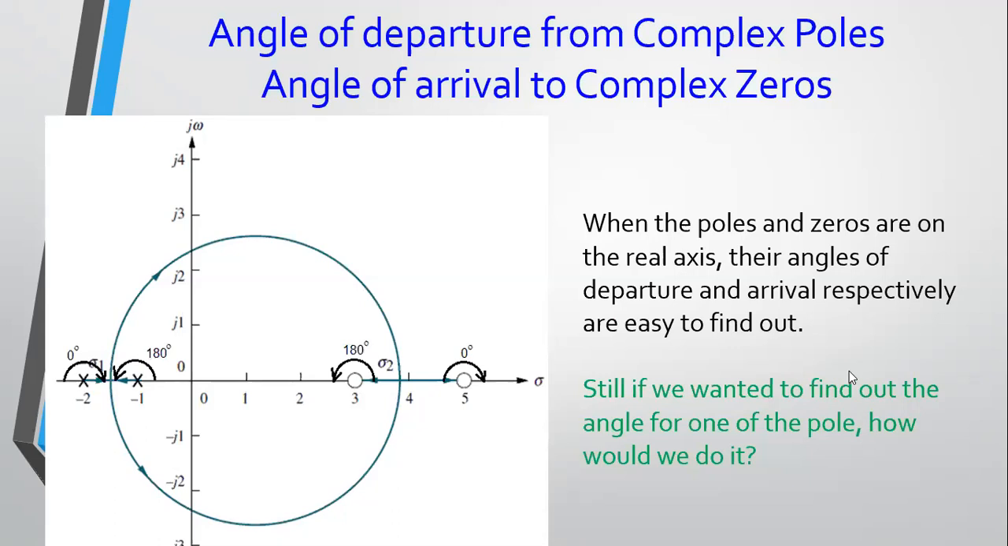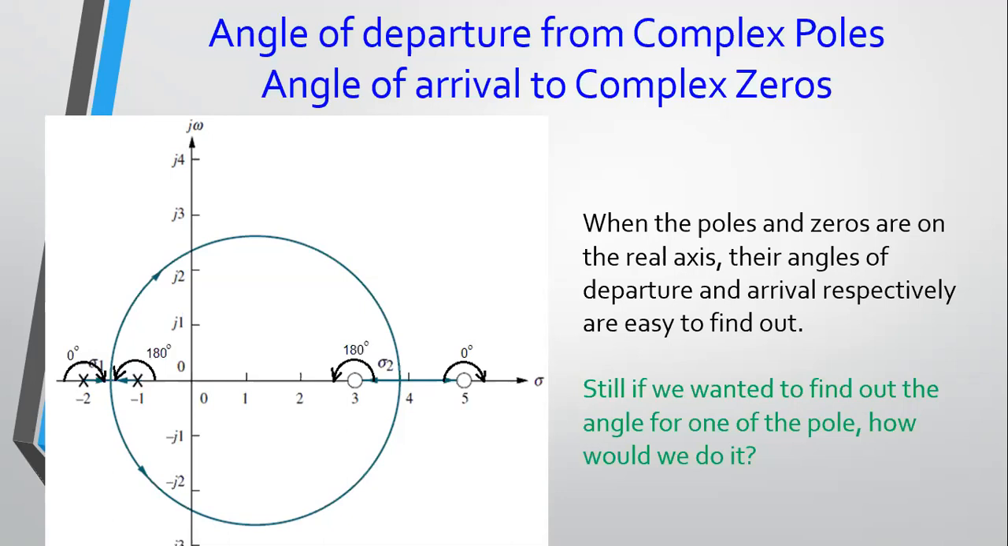So when the poles and zeros are on the real axis, the angles of departure or arrival respectively are easy to find out. Still, if you wanted to find out the angle for one of the poles, how would we do it? Using the methods we've discussed earlier, where you have a point of interest to a transfer function, and you want to work out the angle that a particular point is making on this function. Remember we said earlier you can construct vectors and then take the sum of angles from zeros and poles and then find out angles.